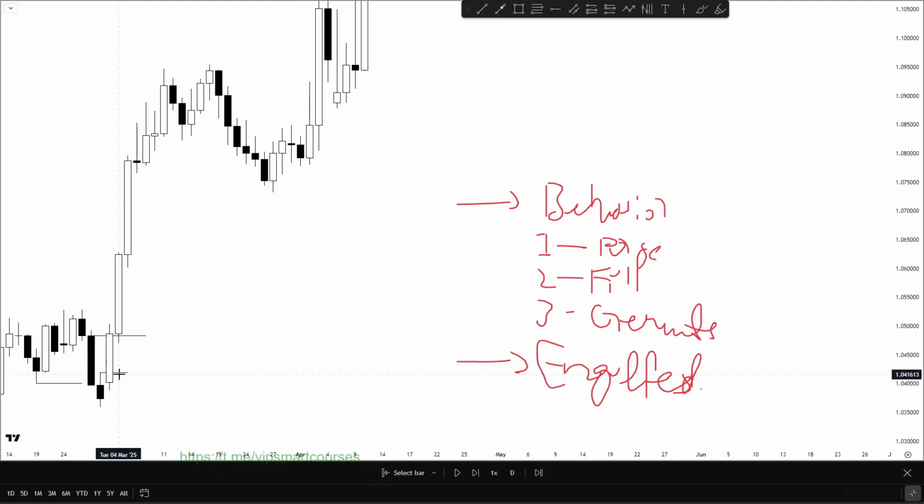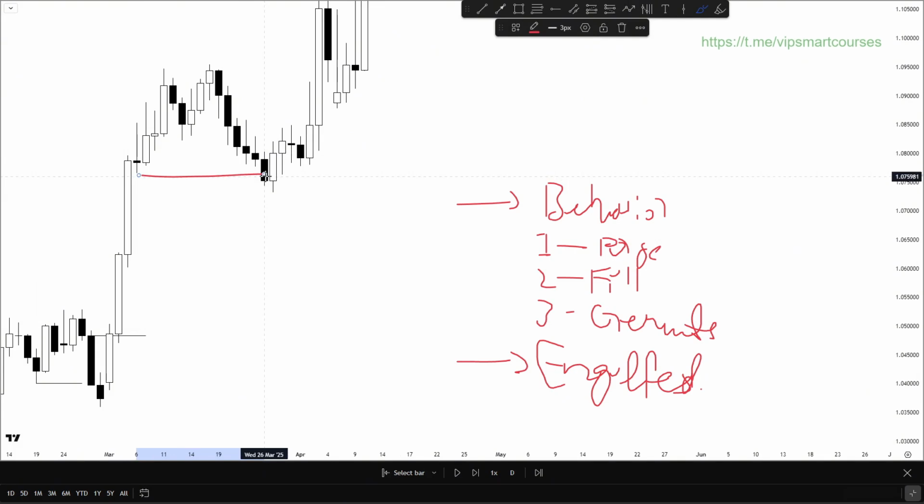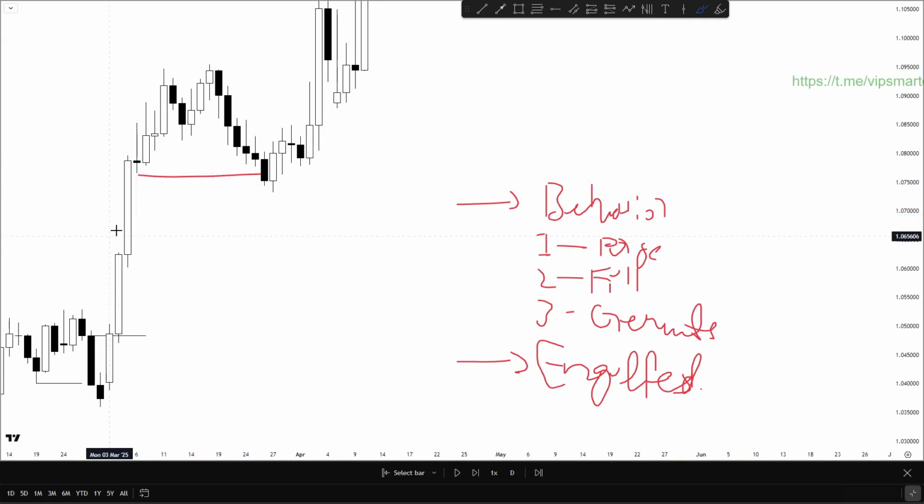Instead, what price did is it closed above these two candles as a whole. So in this case, these two candles as a whole would have been the correct order block instead of the single candle that we have below. The next example we have is right here. You can see that this candle filled liquidity by testing this fair value gap or filling this fair value gap.